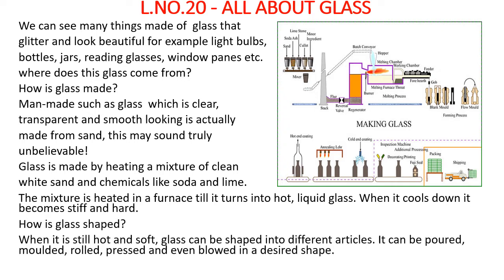How is glass shaped? When it is still hot and soft, it can be shaped into different articles. Once the glass cools down, it is very difficult, because then it becomes brittle, because the moment you try to shape it, it will break into pieces. So you cannot shape the glass when it cools down, but when it is hot, you can always shape the glass and even blow it into a desired shape. So it can be poured, it can be molded, it can be rolled. You have already seen the molding of this glass in the picture. It can be pressed into flat sheets. So all these desired shapes are got when the glass is still hot.